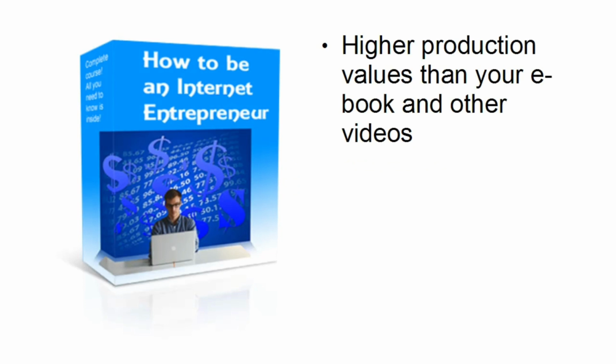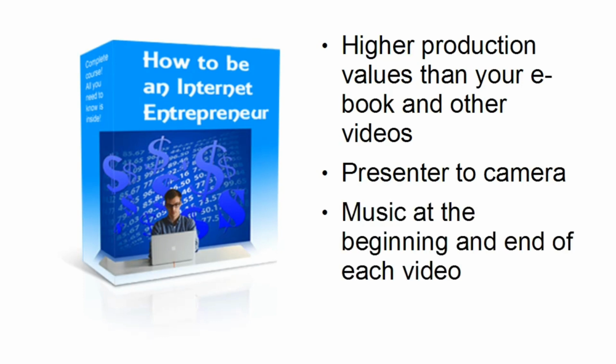When you have your training course, you want to have higher production values than your ebook and other videos. That means something like having a presenter talking to camera in the video part and music at the beginning and end of each video, 3D graphics, etc. Something that shows that you have actually spent some money in making this product.